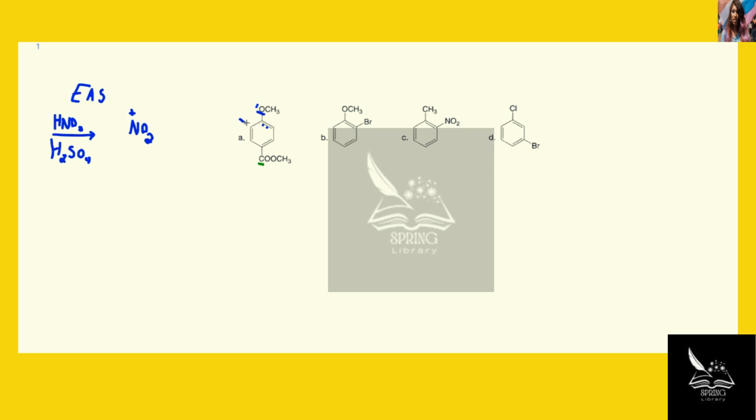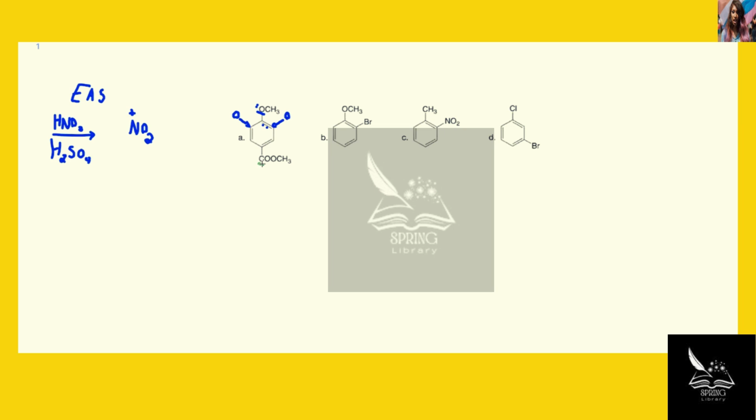So we have two ortho positions. I'm drawing them in blue. And we have one para position, which is this bond here, but that's already occupied by another substituent. So there are only two ortho positions that are available for attack on our electrophile.